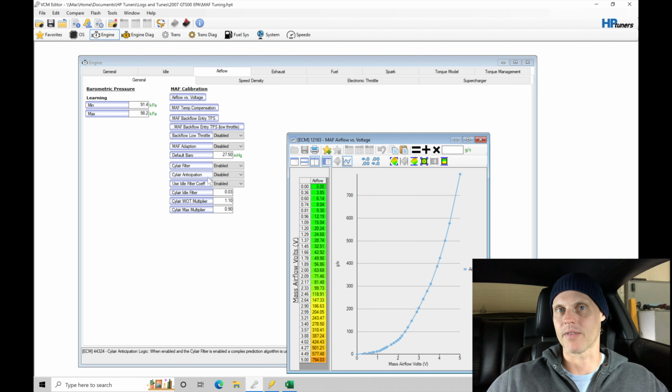We want to validate the MAF curve, then we can turn on our speed density, and then we can see the influencing on our fuel and airflow model and see if we have to adjust anything from that point. But right now we have focused ourselves essentially on pure math mode.